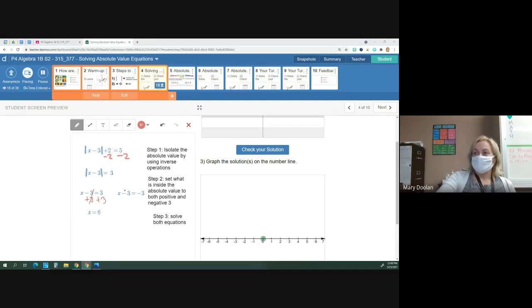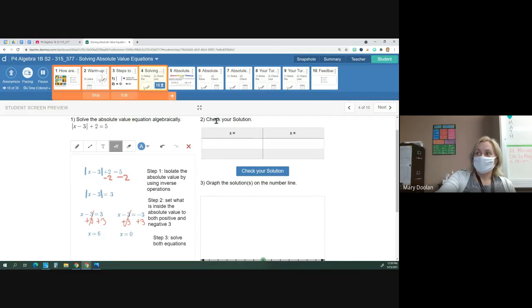And then we're going to come over here and solve this equation also. So let's add 3. Notice we're doing the same thing because we have the same thing on the left-hand side. It's just the right-hand side that's different. And we're going to add 3. So negative 3 plus 3 is 0, and that leaves me with x equals negative 3 plus 3, which is 0. So those are my two solutions. We have x equals 6 and x equals 0.